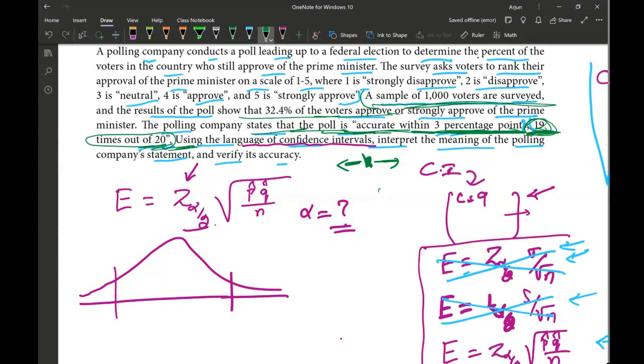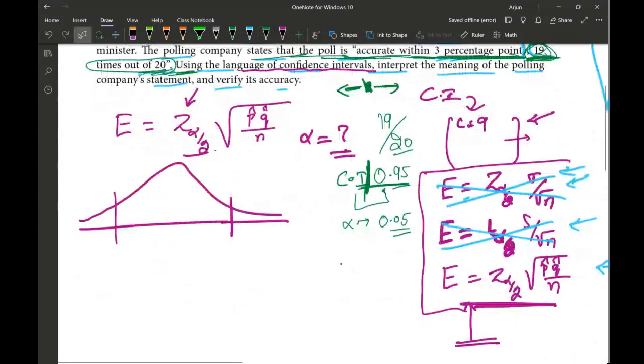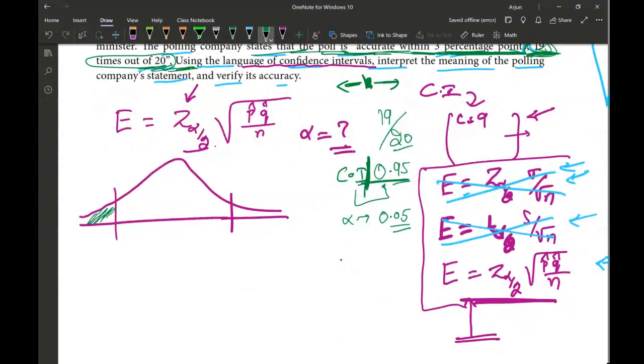So confidence interval is 19 times out of 20, which is 0.95. Okay, so this is the CI value. If CI is 0.95, confidence interval is 0.95, alpha value will be equal to 0.05. I'm sure you guys by now know how to calculate alpha. So this region at this point, this is 0.025, and at this point, this is 0.975. These are the values.